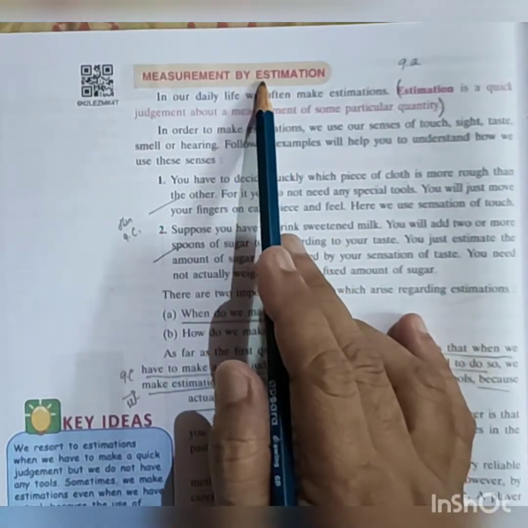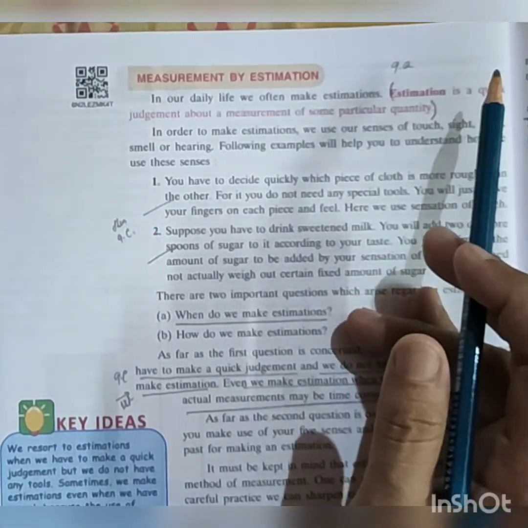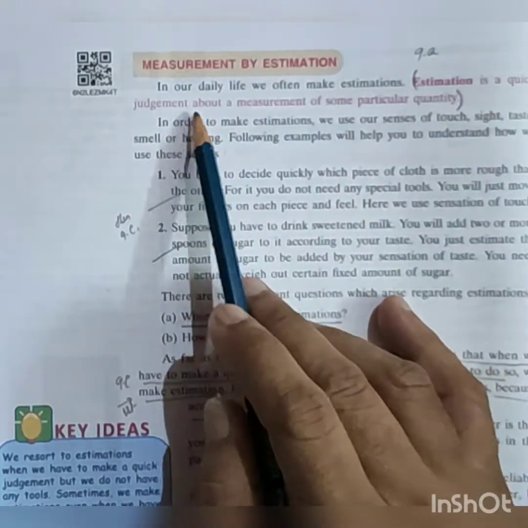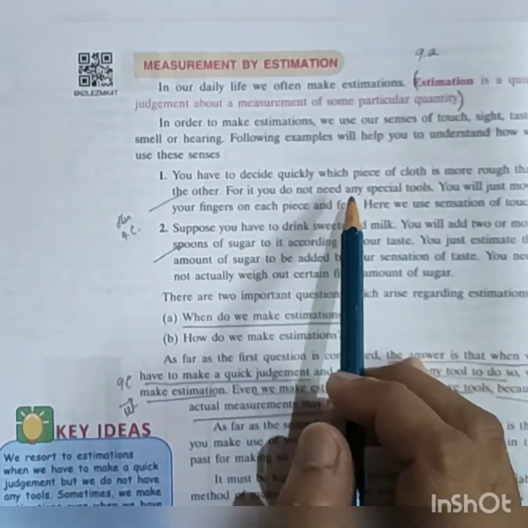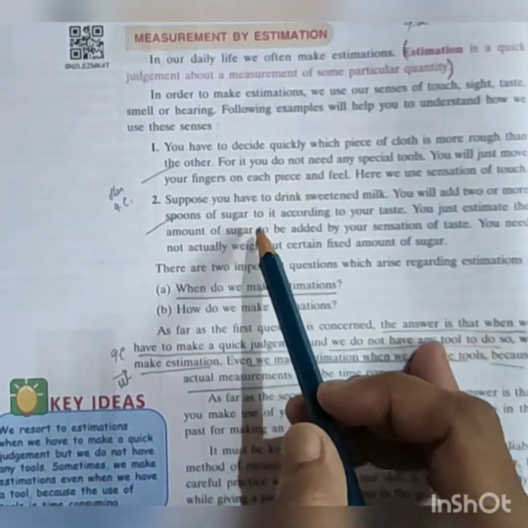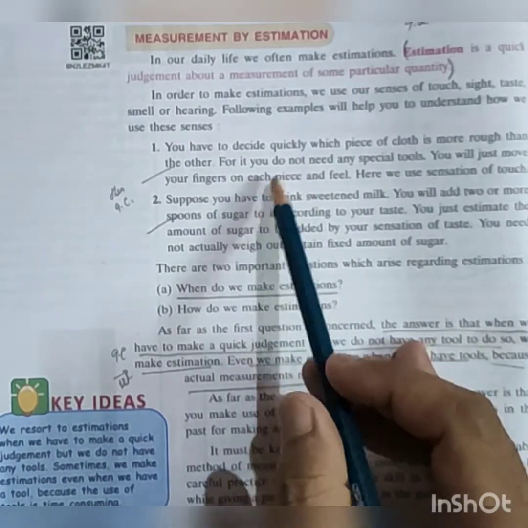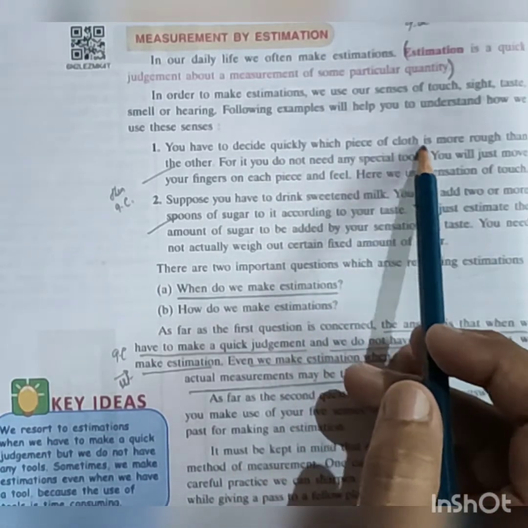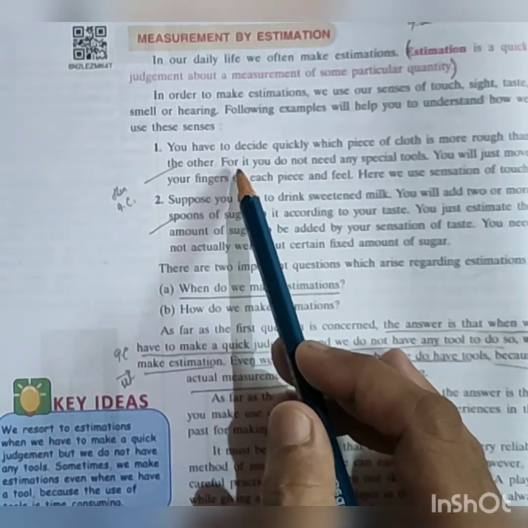Next we have a very common thing that is called estimation. First we need to know what estimation is. Estimation is a quick judgment about the measurement of some particular quantity. I am explaining through an example. This is very easy. Suppose you have to decide quickly whether one piece of cloth is rougher than the other. You have two pieces of cloth. You have to judge which one is much rougher.